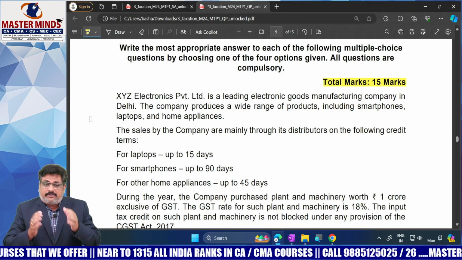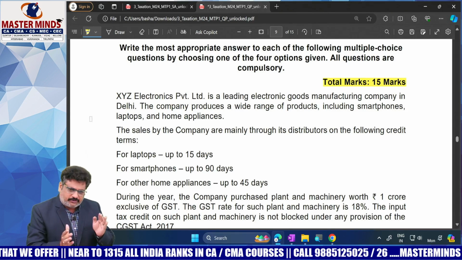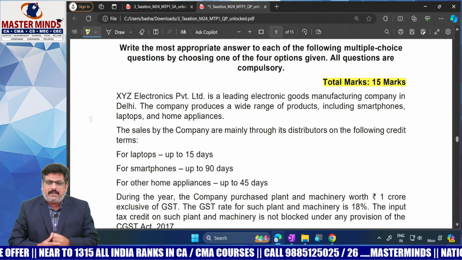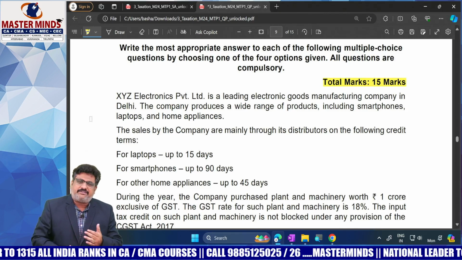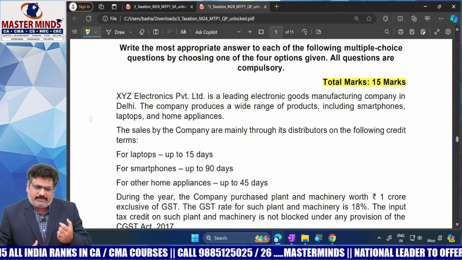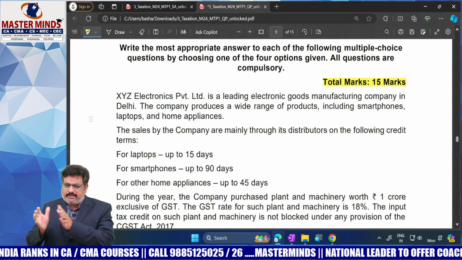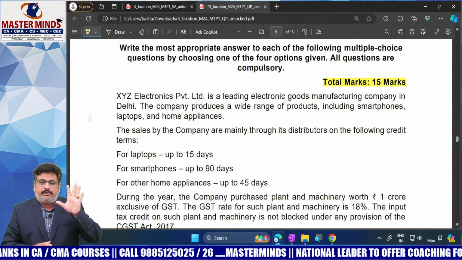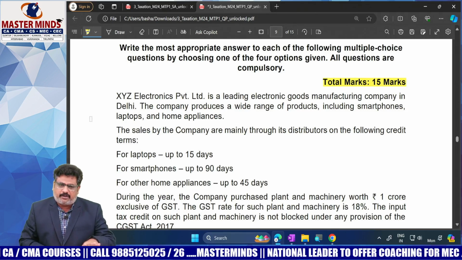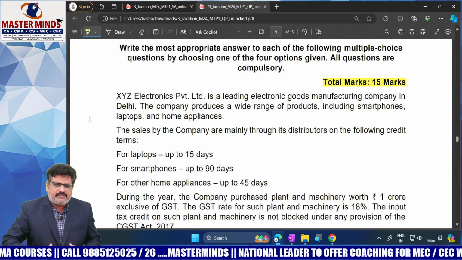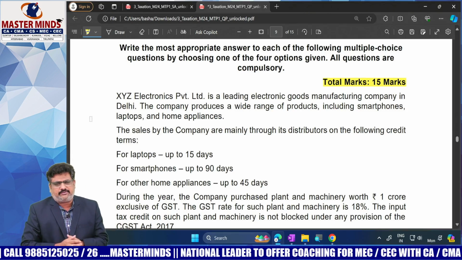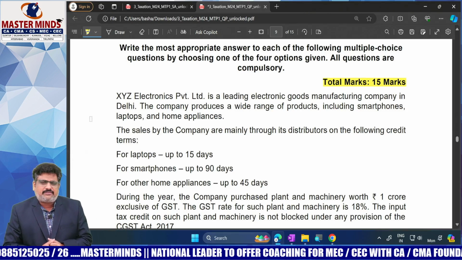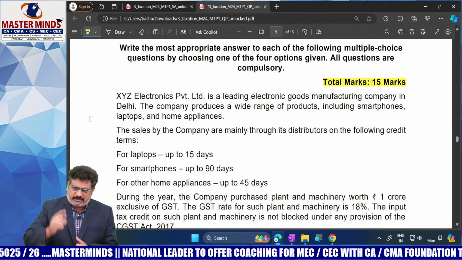Sir, if at all this much bigger case study was given in the exam, then what do we need to do? While reading the question itself, you need to analyze which chapters are actually given here. What is the thing we need to focus on, which topic of the chapter? Then it is easy for you to answer these lengthy case studies. It was a lengthy case study that was asked for 12 marks here.